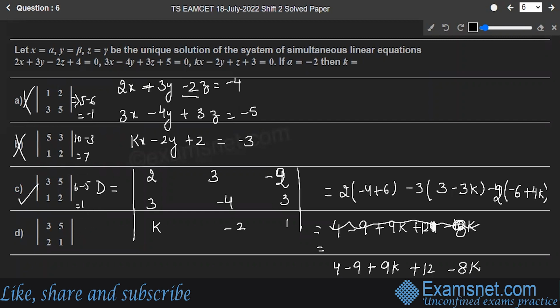Next is 3 minus 10, which is equal to minus 7. So this is also incorrect. So this clearly shows that option C is the one which is satisfying k is equal to 1. Hope you understood this. Let's understand this whole problem once again.